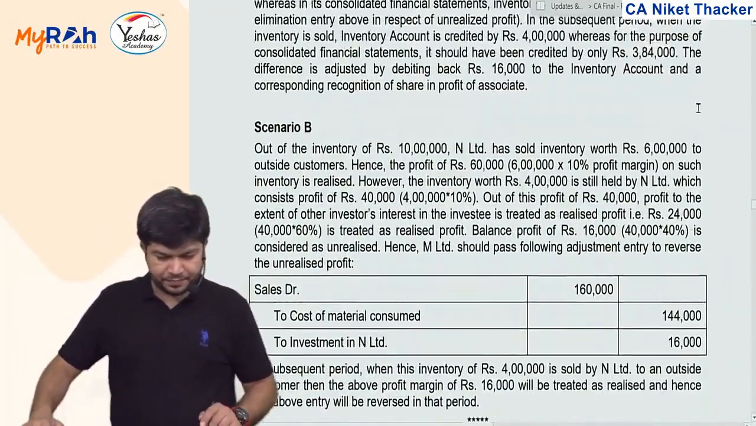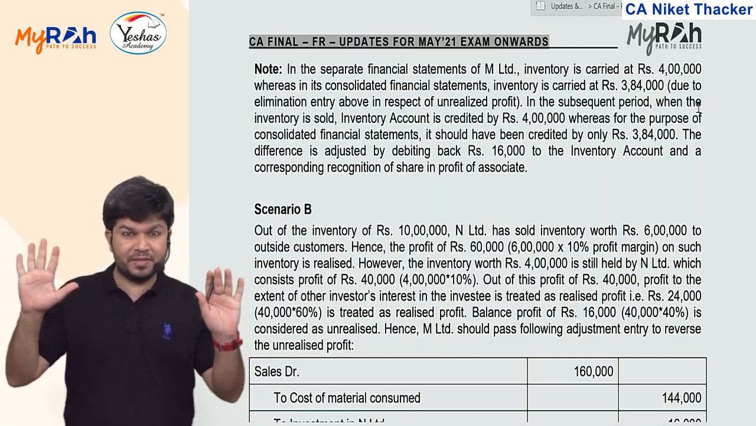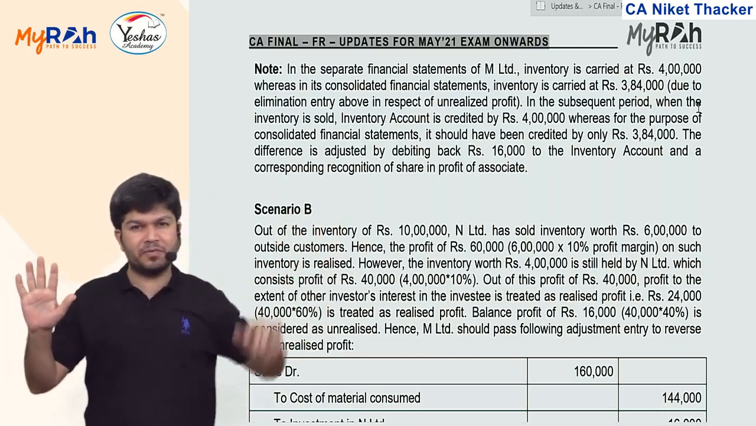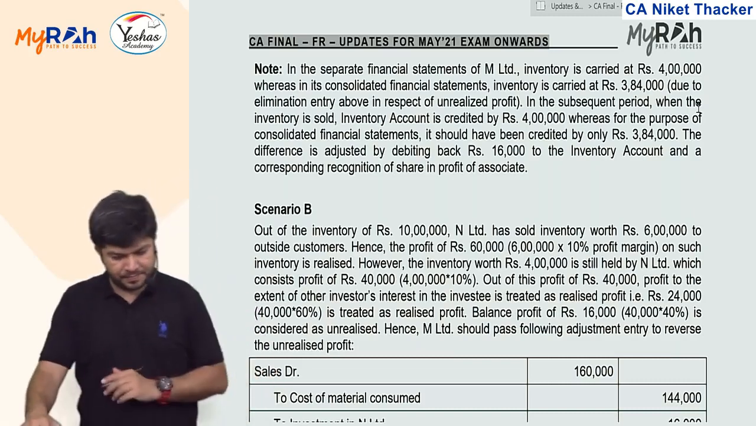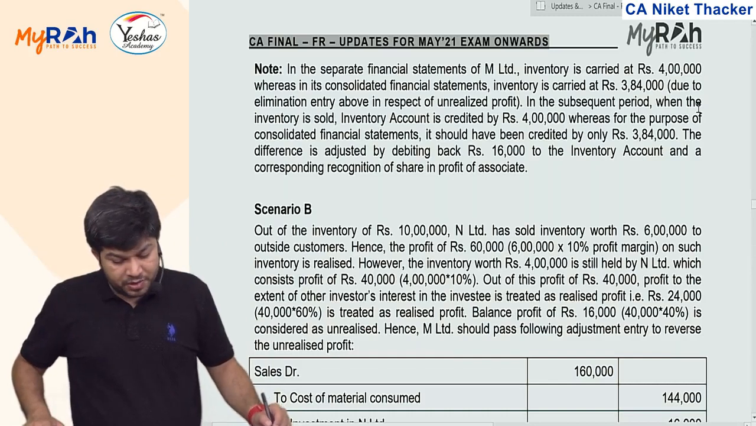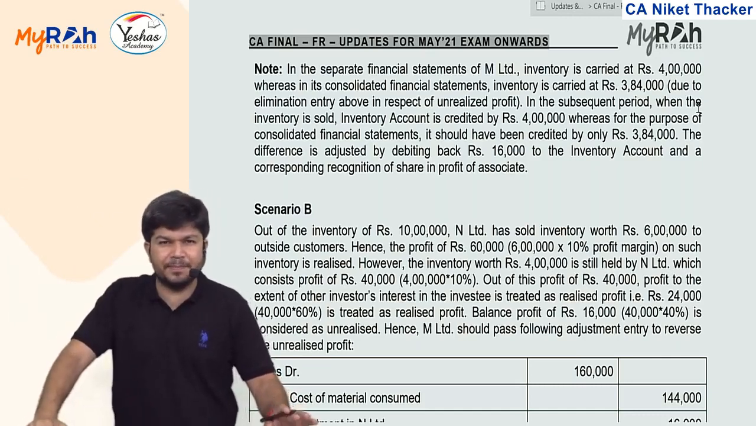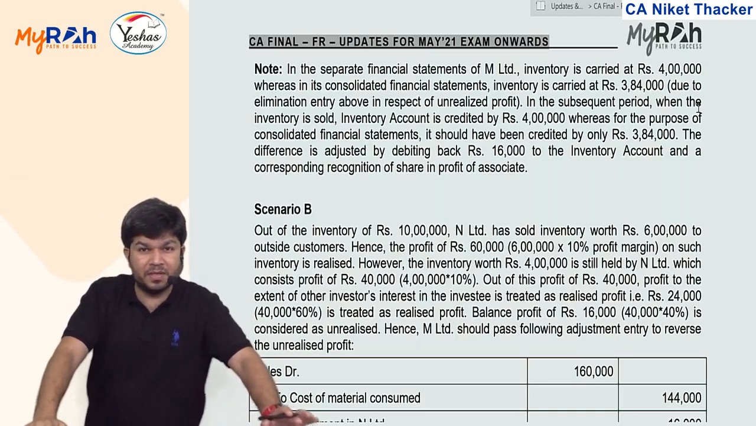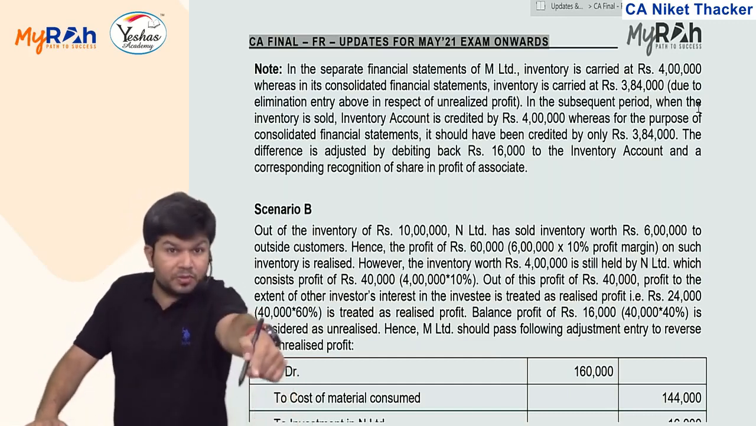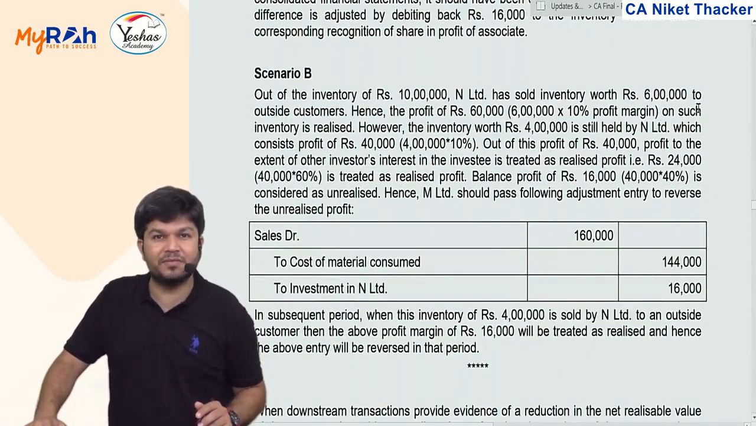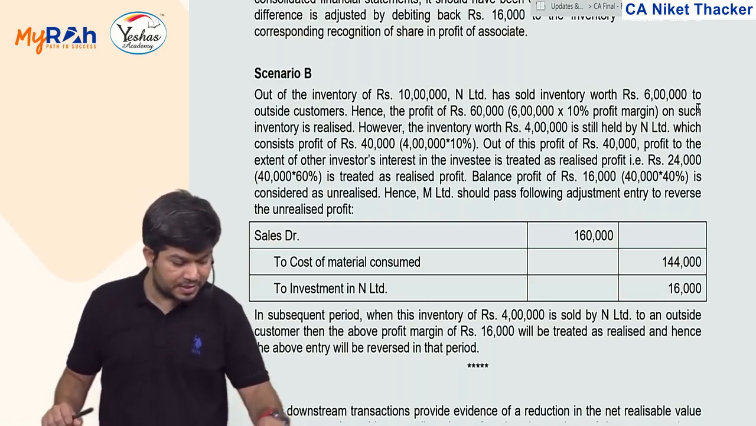Okay, so this is all for CFS. In separate financials, if N sold, N has recorded full profit. If M sold, M has recorded full profit. This is only for CFS. Out of inventory we sold 10 lakh. They have sold 6 lakh to outsiders. 4 lakh is still with them. On that 4 lakh we had earned 40,000. Now my share over there is 40%. That 40% is unrealized. Now pay attention: 40% of 40,000, 16,000, is unrealized.